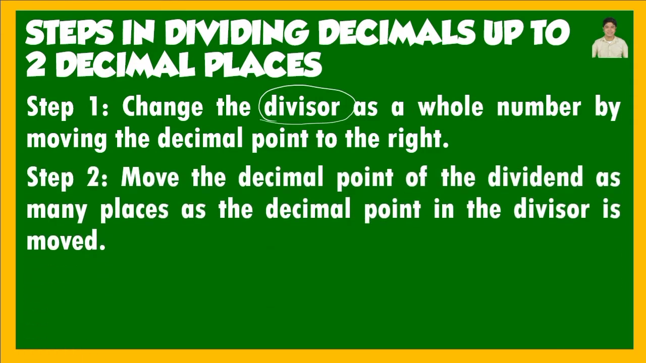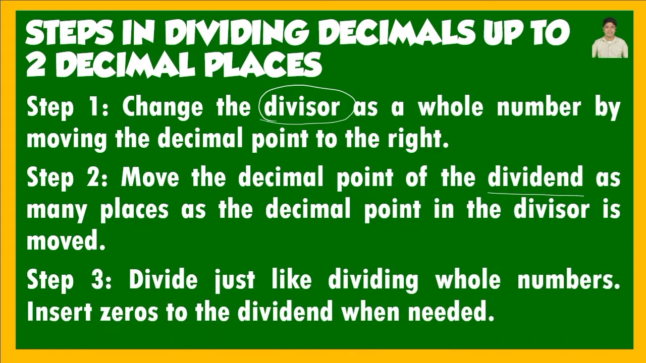And then second step, move the decimal point of the dividend as many places as the decimal point in the divisor is moved. So dito naman, imumove naman natin yung decimal point nung dividend. Okay. So yung dividend naman, ito po yung nasa loob. And then, ang imumove po natin na decimal point is nakadepende po kung ilan pong ang minove natin dun sa divisor. For example, nag-move tayo ng 2 decimal places dun sa divisor, 2 decimal places din po ang imumove natin dun sa dividend.